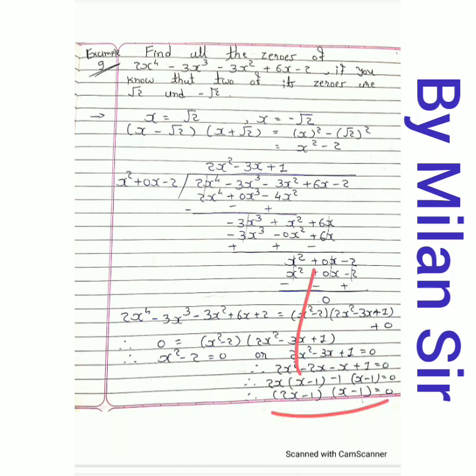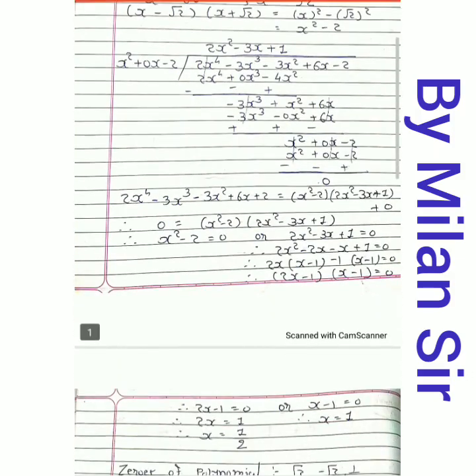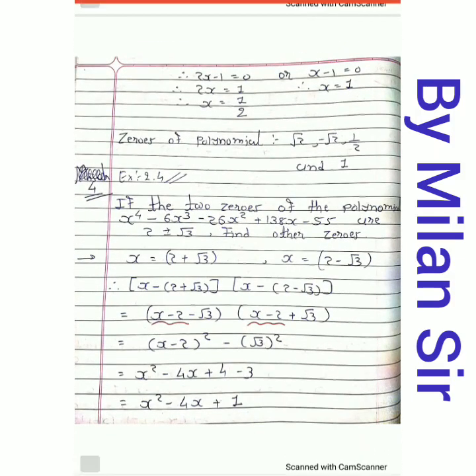Now 2x minus 1 and x minus 1 is equals to 0. That means my first bracket 0, otherwise second bracket 0. Okay. So that I written here. First bracket 0, otherwise second bracket 0.